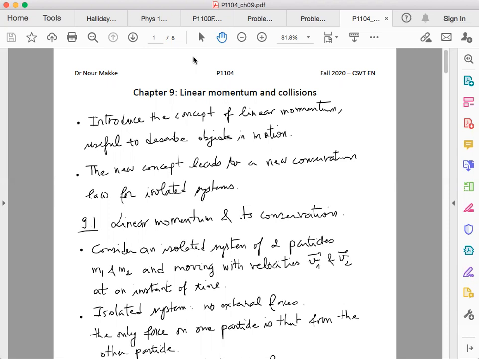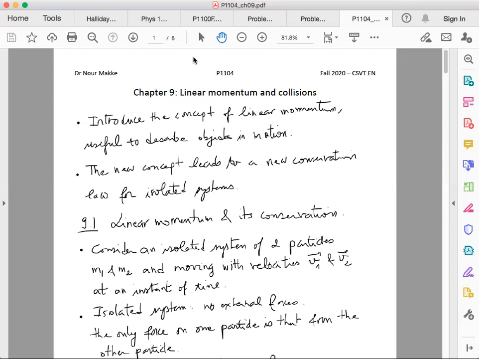Because the kinetic energy, you have the product between the mass and the square of the speed. But the problem is that the kinetic energy is a scalar quantity, which means it's just a number. It's not a vector, and it doesn't provide any information about the direction in which each particle is moving. This is why the linear momentum is an important concept to be introduced.